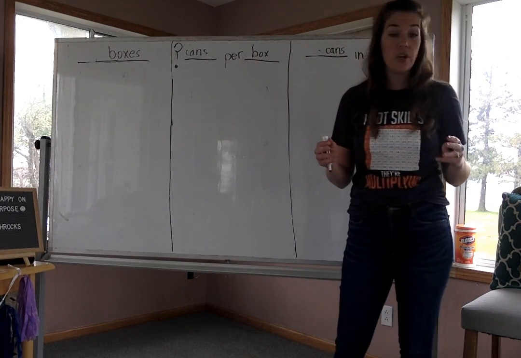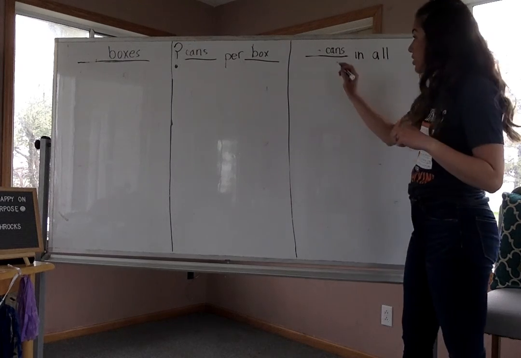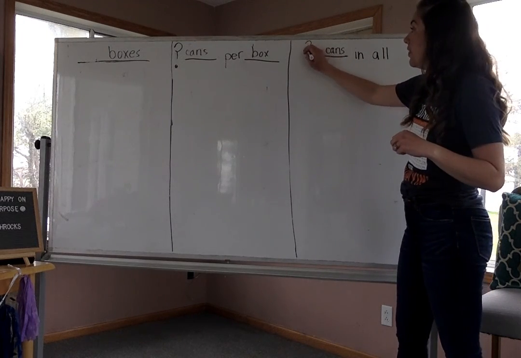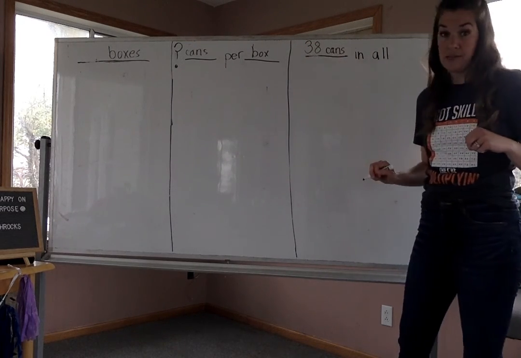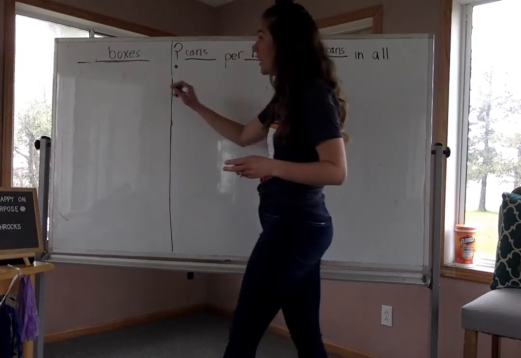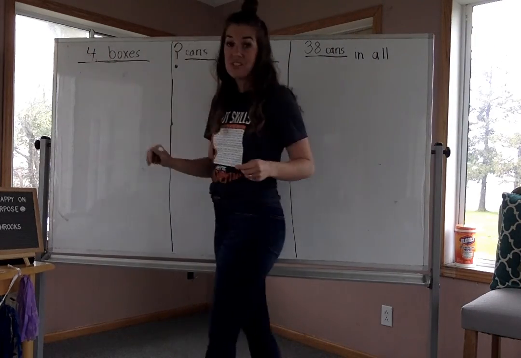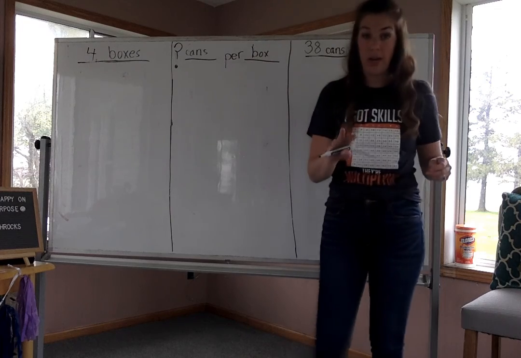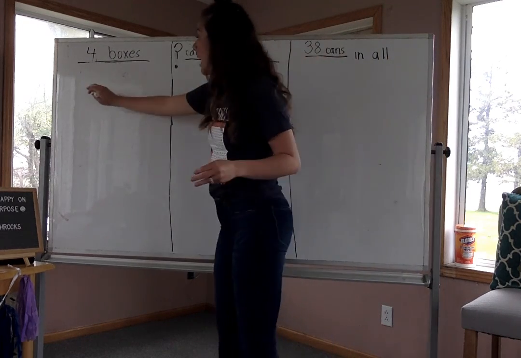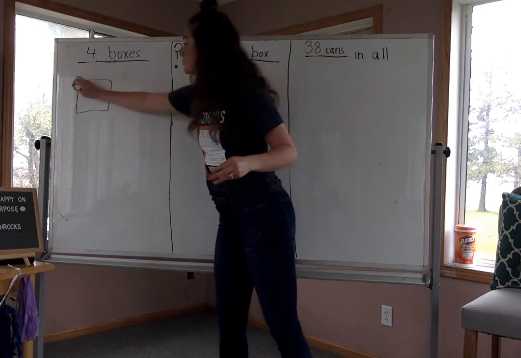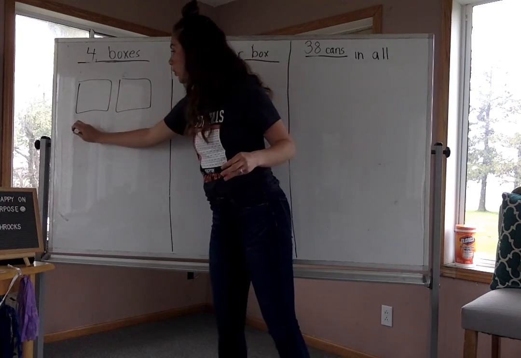Now the important information, here's where I changed it up, and I'm sure you heard me, 38 cans in all this time. And I kept the number of boxes the same, 4. So I'm going to draw out these 4 boxes.